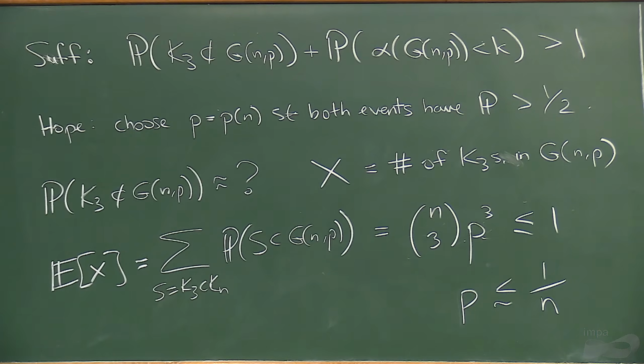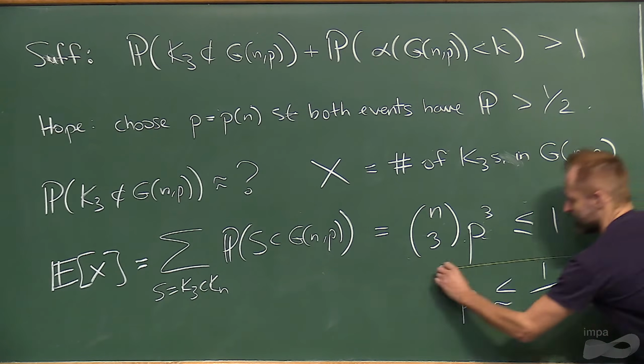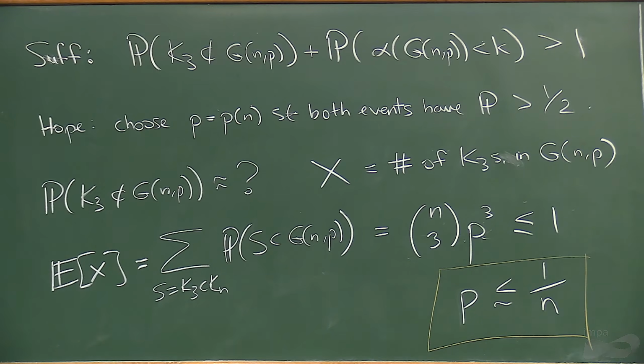Okay, so this is the first thing that we would like for our p. If we're going to be triangle free, we'd like this to be true. Okay. What about the independence number?